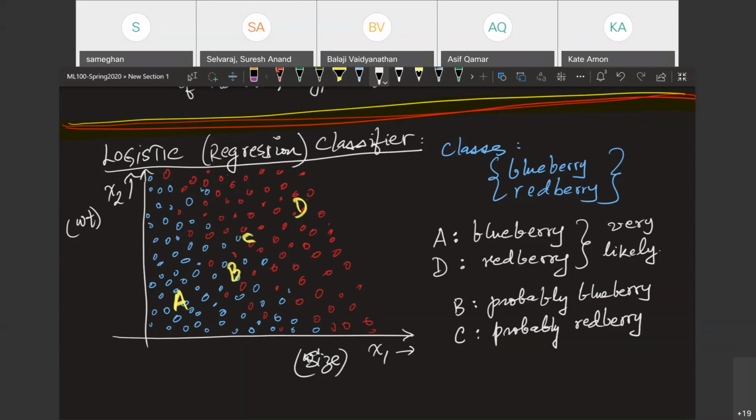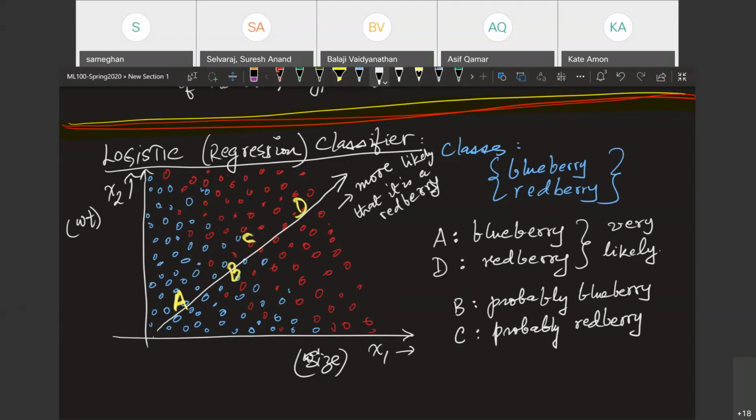It's probably a red berry. So as you progress from A to B to C to D, I will make this arrow in this direction. You realize that you are progressively more confident that it is red, more probable, more likely that it is a red berry.